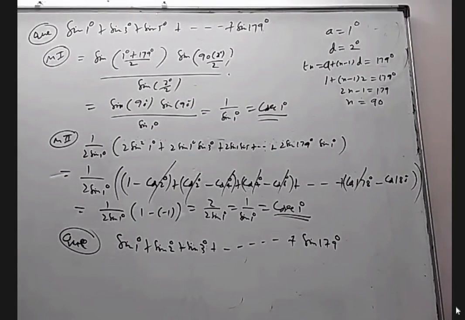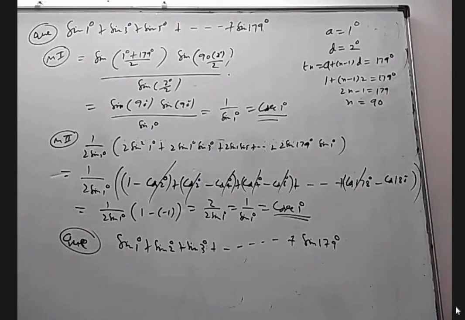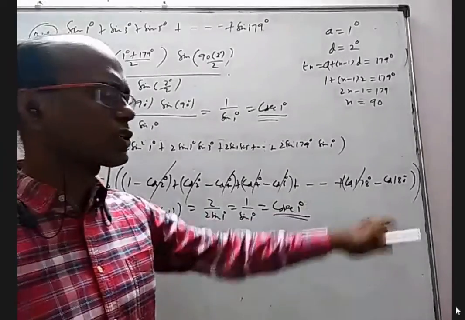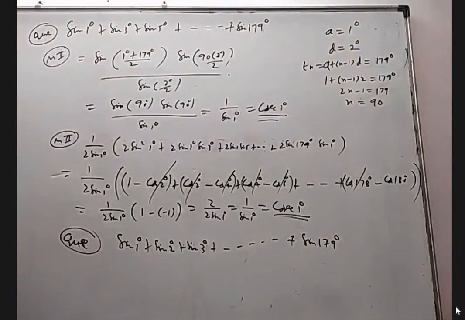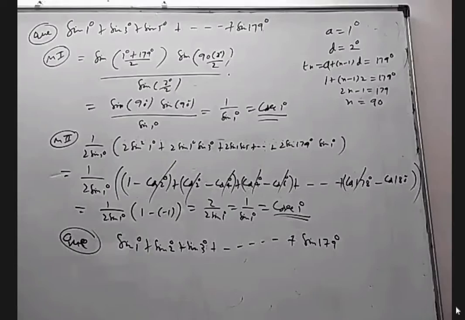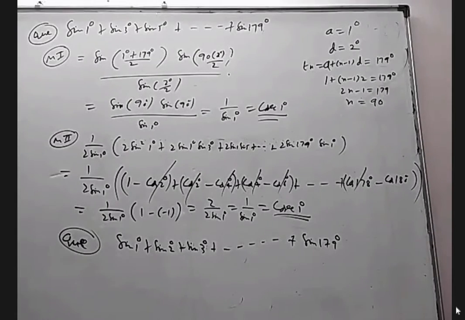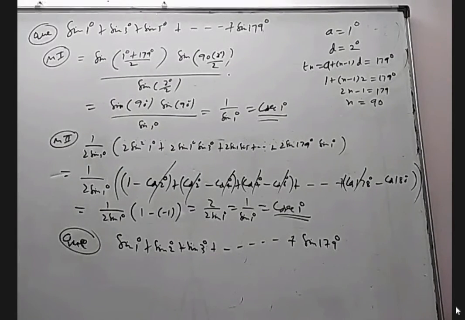Sir, in that method 2 solution, do we need to show that all are cancelling, or can we directly write the difference of the first and last term? Better to write at least the first 3, and if you can write the last 2, it will be nice. Otherwise, write the last 1 only. If you write the first 3 and last 2, it gives you good clarity on how things got cancelled. Yes, I don't have enough length here to write the last.